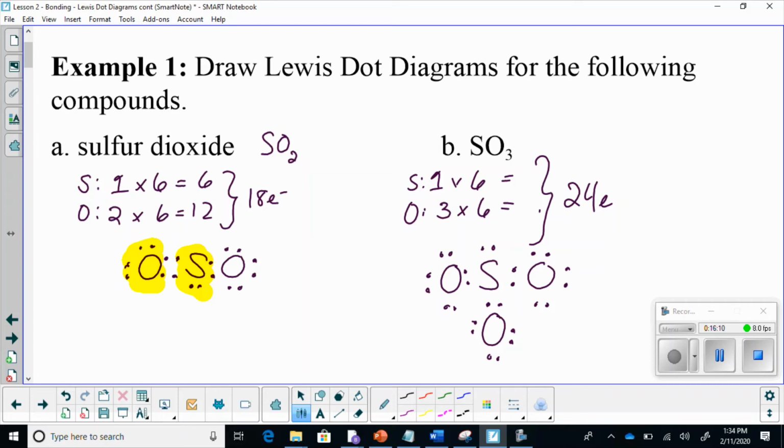Okay, we're now going to count 2, 4, 6, 8, 10, 12, 14, 16, 18, 20, 22, 24, 26. Okay, we have too many. We have to make a double bond. We make a double bond. The 2 atoms that are involved, we remove a lone pair.